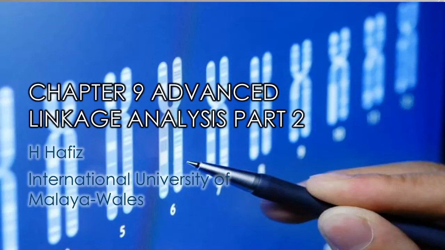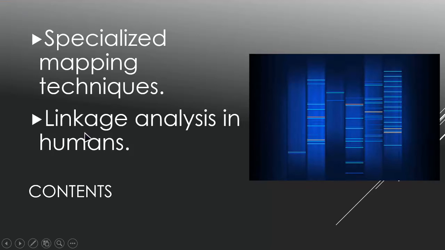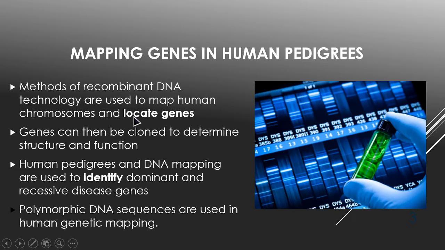Chapter 9, Advanced Linkage Analysis Part 2: Specialized Mapping Technique, Linkage Analysis in Humans. Mapping genes and human pedigrees. Methods of rDNA are used to map human chromosomes and locate genes, and we can clone them to determine structure and function. Human pedigrees and DNA mapping are used to identify dominant and recessive disease genes, but for human genetic mapping, we use polymorphic DNA sequences.